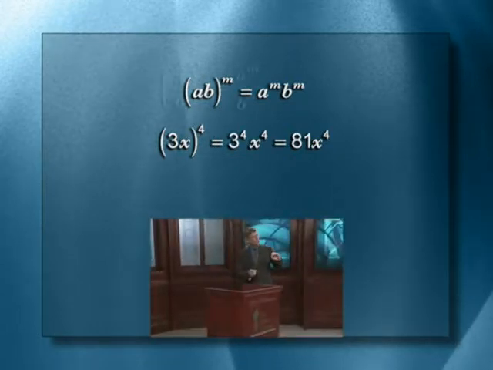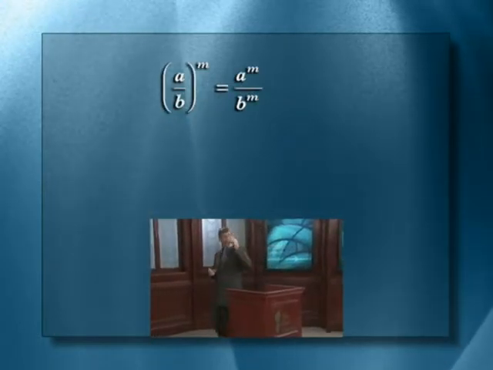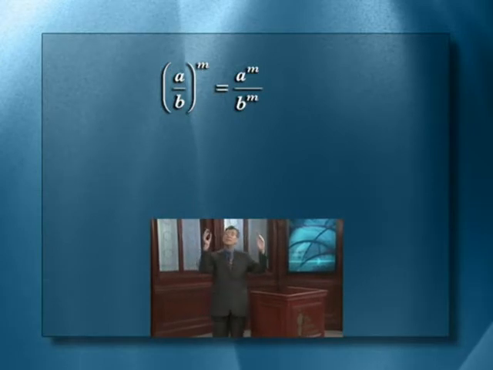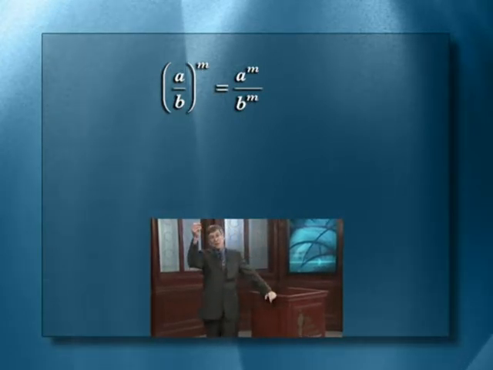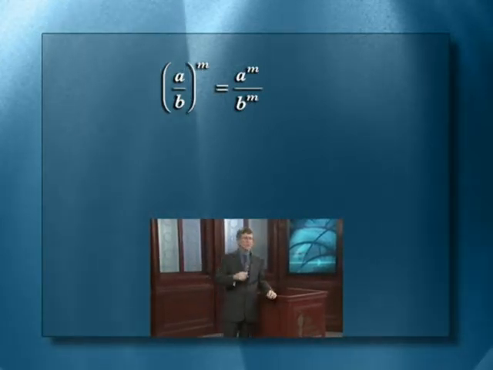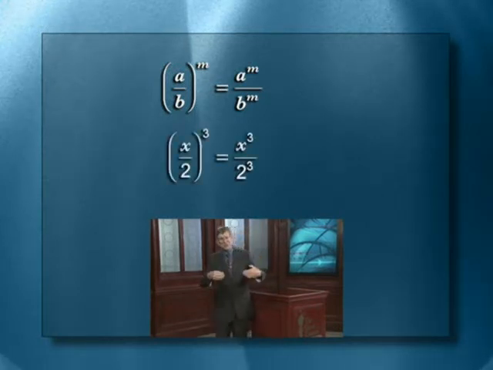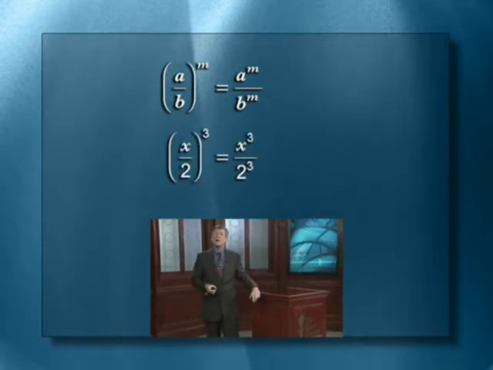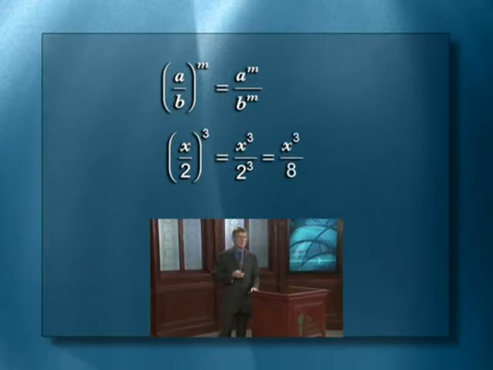A similar property for quotients. a over b all to the mth power is the same as a to the mth divided by b to the mth. For instance, x over 2 all raised to the 3rd power is x cubed over 2 cubed, which is x cubed over 8.